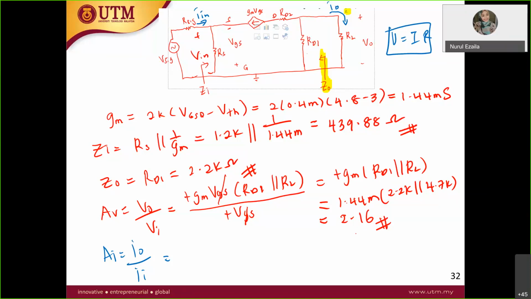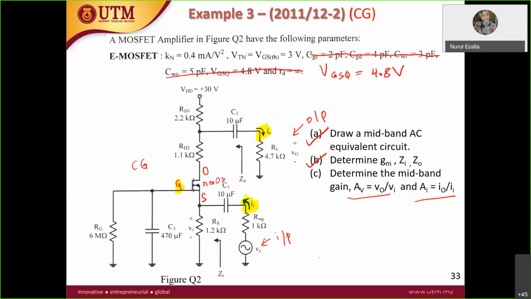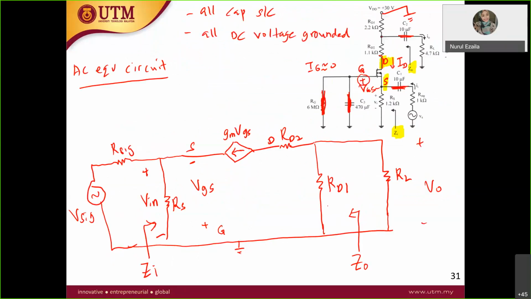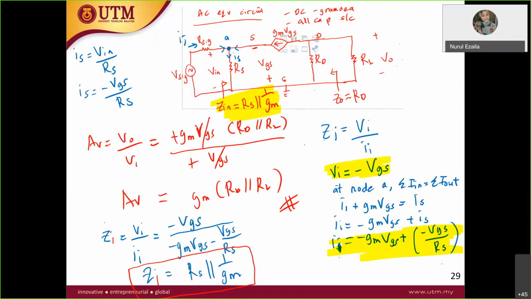So I out is the current across RL. As you can see in the circuit, it is the current flowing through the RL resistor. Therefore, let's put I out is equal to V out over RL. And I in, we already derived here: I in is equal to the V in.